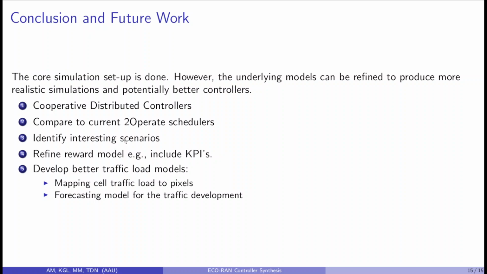So we have just picked 2 scenarios at random, CitySuit and Friedendal, but we would like to consider maybe events like when there is a game in a stadium. We would like to evaluate what could be done there. We could also refine our models and the reward. We could include more quality measurements. And we also would like to develop better traffic load models. Currently we are using historical data, but we would like to use a forecast of how the traffic develops.